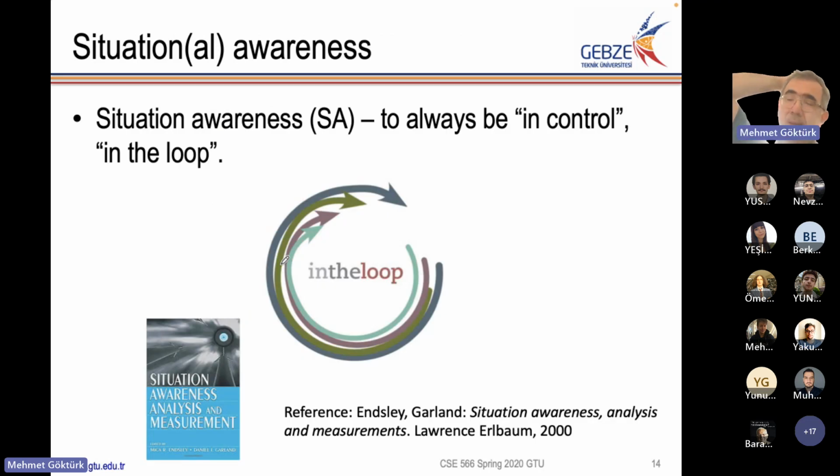So situational awareness, SA, means to be always in control, in the loop, because in a dynamic system there is a loop, a time loop, and in that loop, if you are in the loop, then you are in charge, you can control the variables. But if you are out, then you have lost the situational awareness. The famous book about situational awareness is Endsley's book about situational awareness, analysis, and measurements. I am doing research on this with one of my students from TÜBİTAK, and it's a kind of interesting book, and they propose a model that tries to measure and improve factors that affect situational awareness.